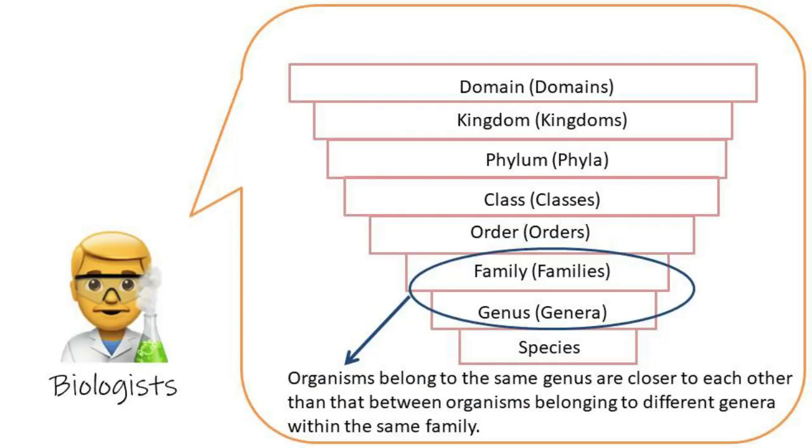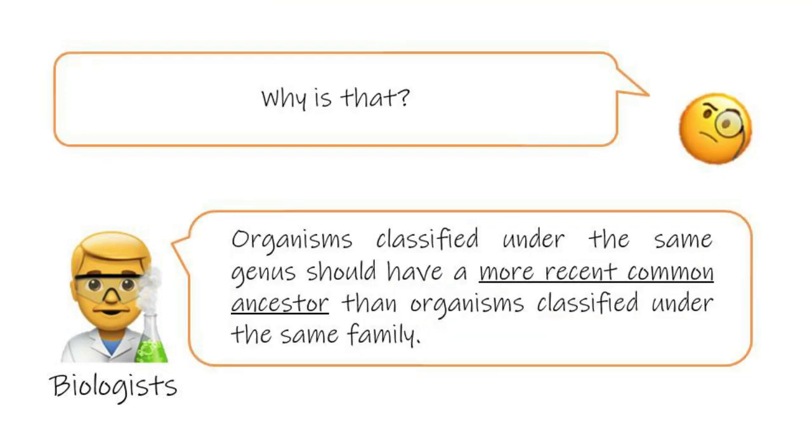In this modern classification system, organisms that are believed to have a closer phylogenetic relationship are put closer together. For example, the phylogenetic relationship between organisms belonging to the same genus should be closer than those between organisms belonging to different genera within the same family. That is, organisms classified under the same genus should have a more recent common ancestor than organisms classified under the same family. Similarly, the common ancestors of higher taxonomic groups should be found in a more distant past.